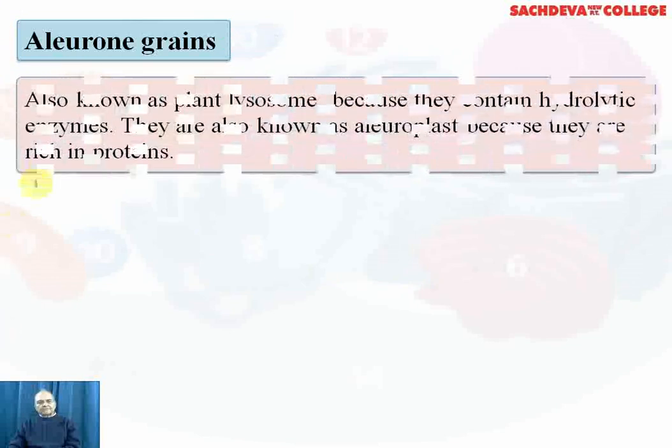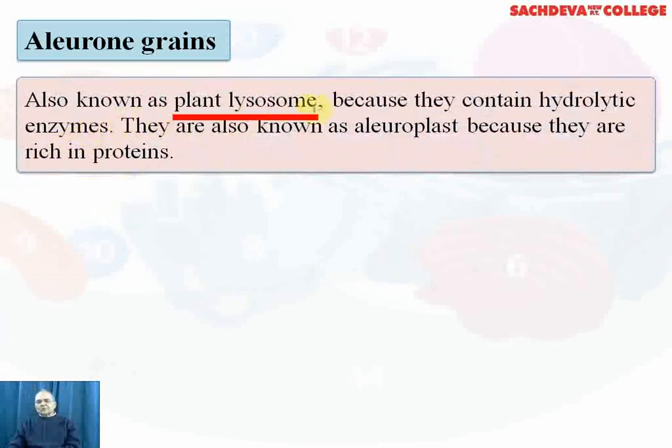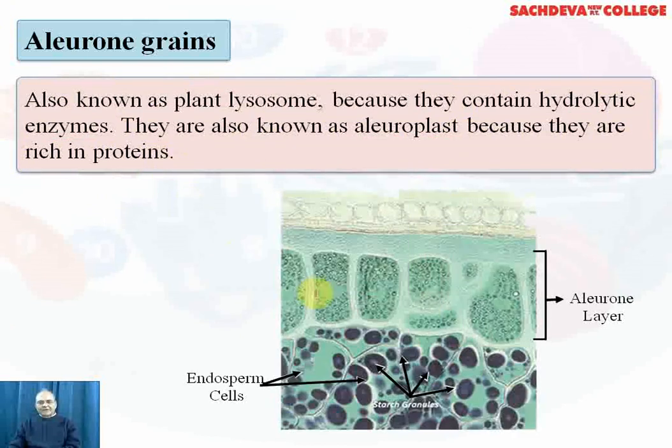Aleurone grains, also known as plant lysosome because they contain hydrolytic enzyme. They are also known as aleuroplasts because they are rich in proteins. This is the aleurone layer which you get in the endosperm of cereals.